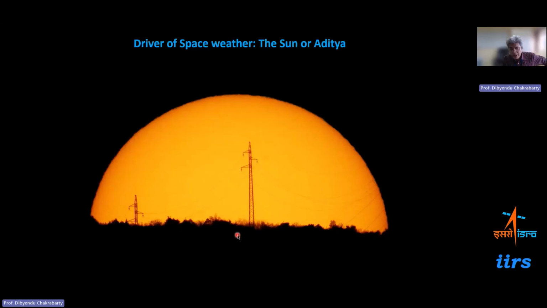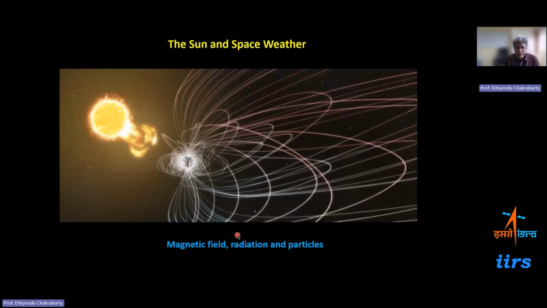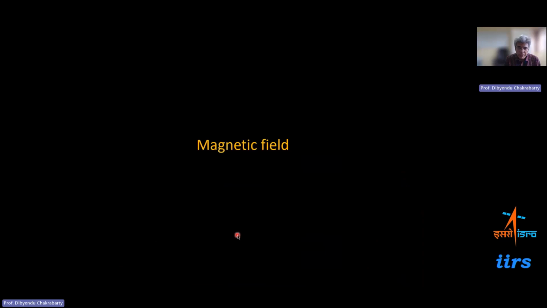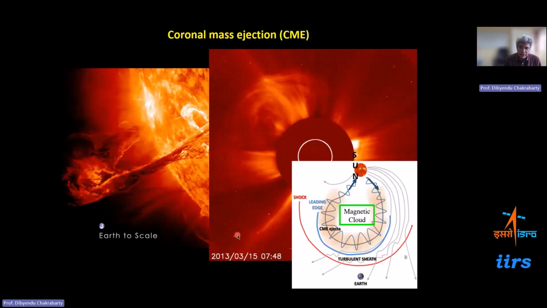The driver of space weather, naturally, as you know, is the Sun, or in Sanskrit it's called Aditya, and it affects the Earth in three different ways. One is magnetic field, one is radiation, another is particles. If you look at the magnetic field, there are coronal mass ejections coming from the Sun, as you can see here. These are magnetized plasmas thrown into space, which are hugely large, and they can hit a magnetized body like Earth and cause disruption in the outer part of geospace.